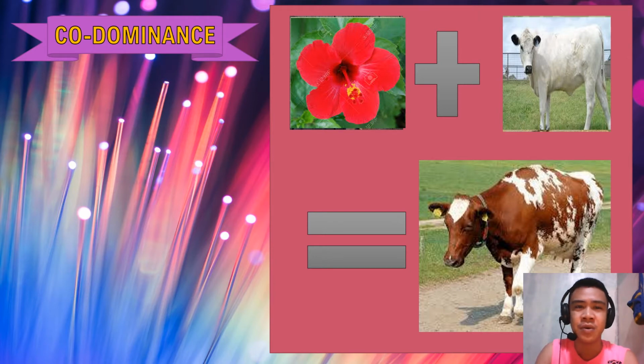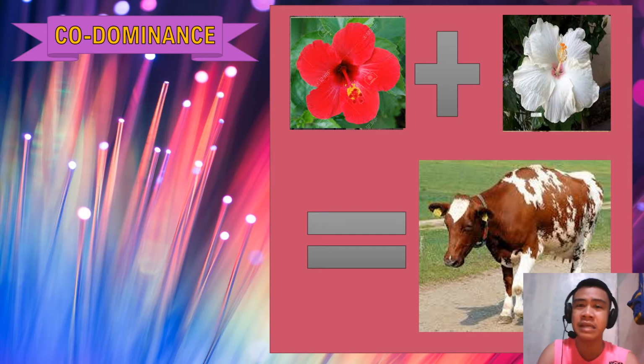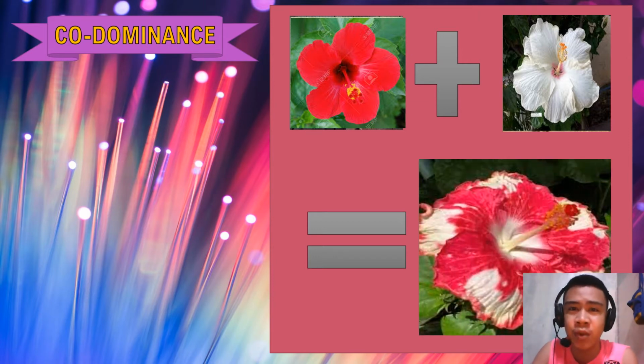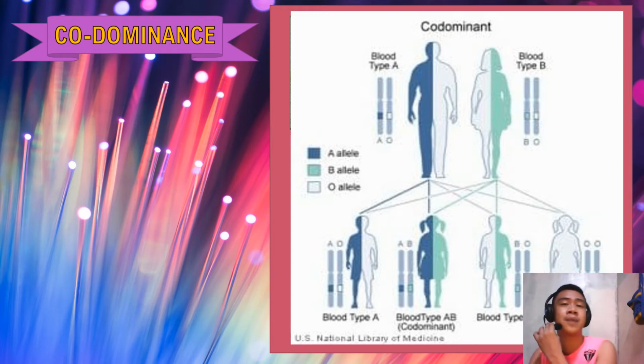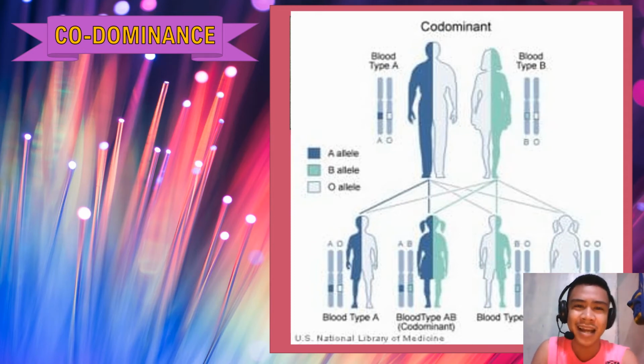So we have here roan, and other flowers may also exhibit codominance. The crossing of a red camellia and a white camellia may yield a flower that has both red and white patches. Many flowers show similar patterns of codominance where both of the parental flower colors show up in different parts of the plant. In blood type, an example of codominance that occurs in humans is that of the blood type.